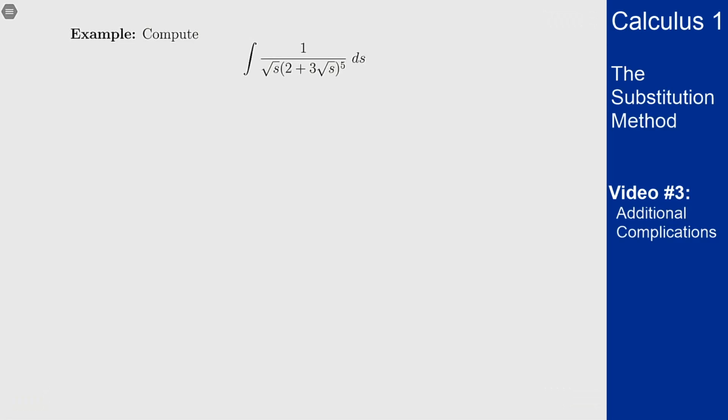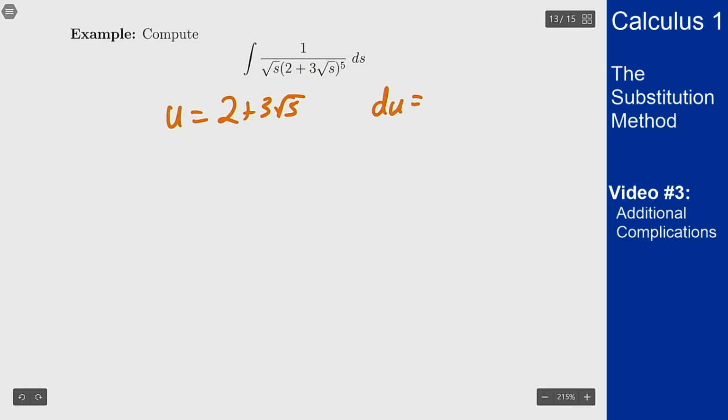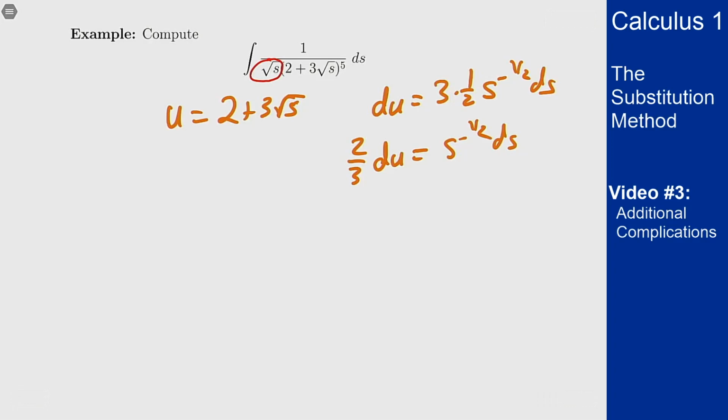What should we pick for u here? Well, for u, we should pick the most inside thing. We're going to pick u to be 2 plus 3 root s. That's the most inside thing that I see here. Which gives me that du should be a 3 times 1/2 s to the minus 1/2 ds, or that 2/3 du equals s to the minus 1/2 ds. Thankfully for us here, I see my s to the minus 1/2 hanging out over here. It's a root s on the bottom, so it's s to the minus 1/2. So there's my s to the minus 1/2 ds, which means I can sub directly here.